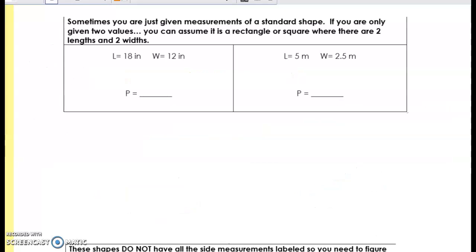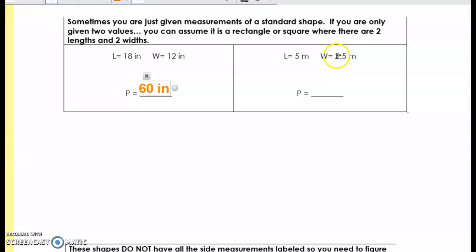Sometimes you're just given measurements of a standard shape. If there are only two given values, I just want to point out to you that you can assume that it's a rectangle or square, meaning that there are two lengths and two widths. So in these types of examples, these are the most simplistic ones. Once you realize that it has to be a rectangle or a square, you're going to add up 18 plus 18, or 2L, plus 12 plus 12, or 2 12s. And you should find your perimeter to be 60 inches.